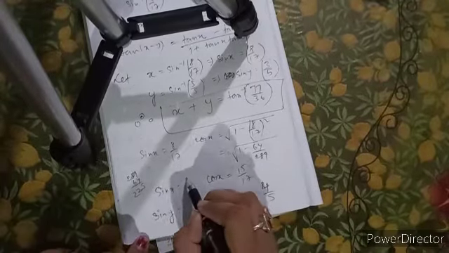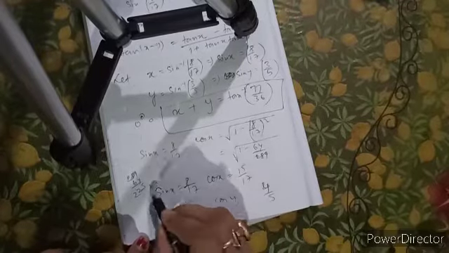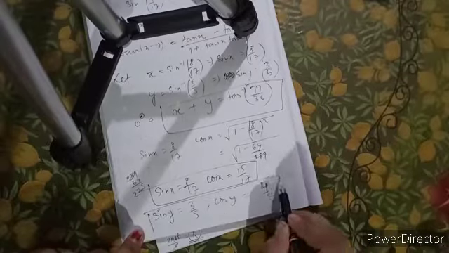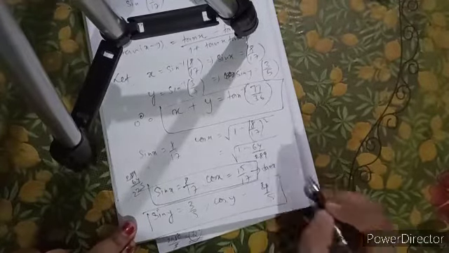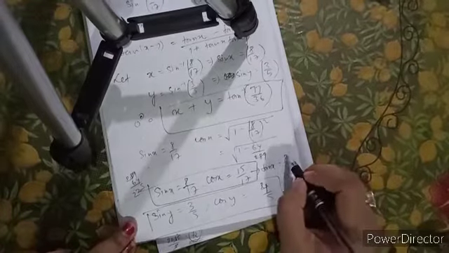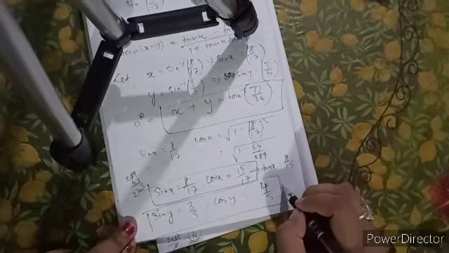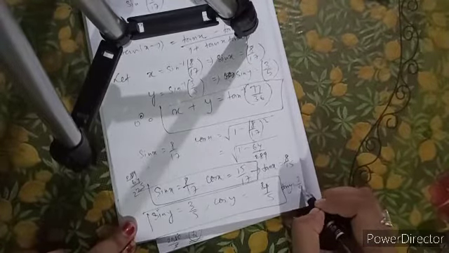So sin x is coming as 8 by 17, for this cos x is 15 by 17, sin y is coming 3 by 5, that means cos y value is coming 4 by 5. So from here it is very easy to calculate tan x will be sin x by cos x, that is 8 by 15, and here tan y will be 3 by 4, is not it? So tan x and tan y value we have got.